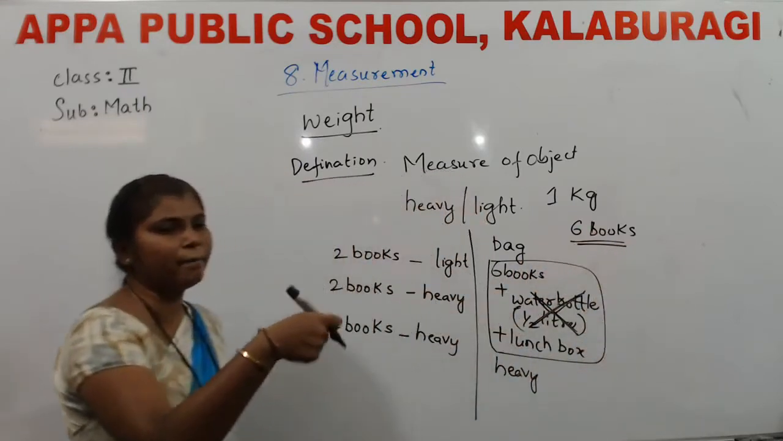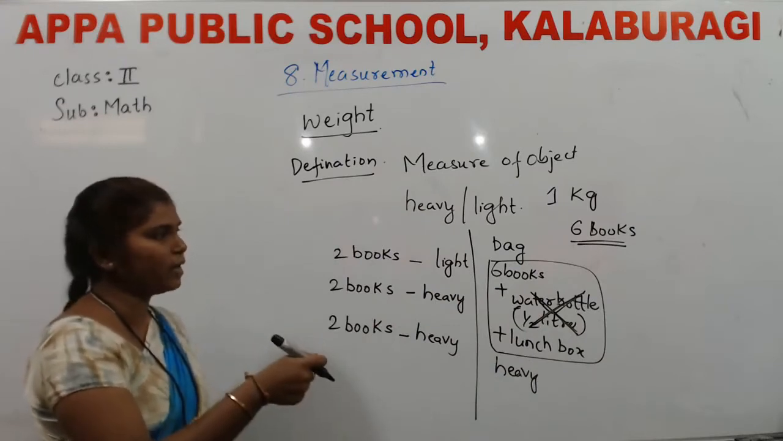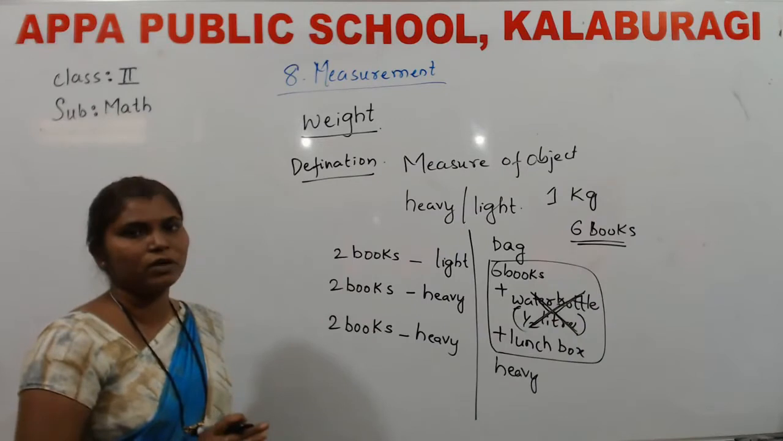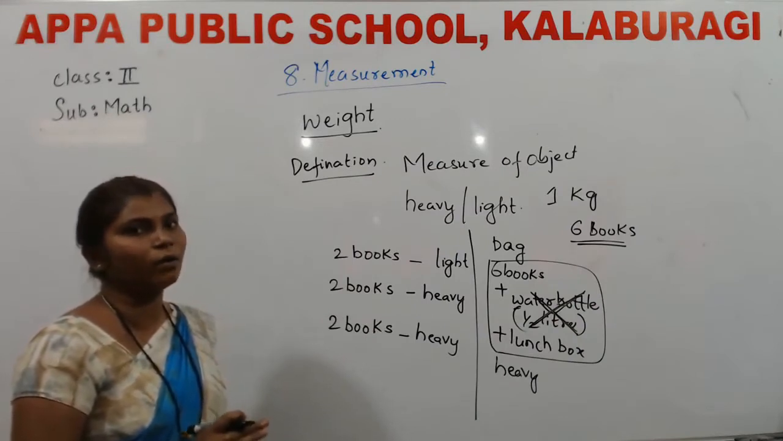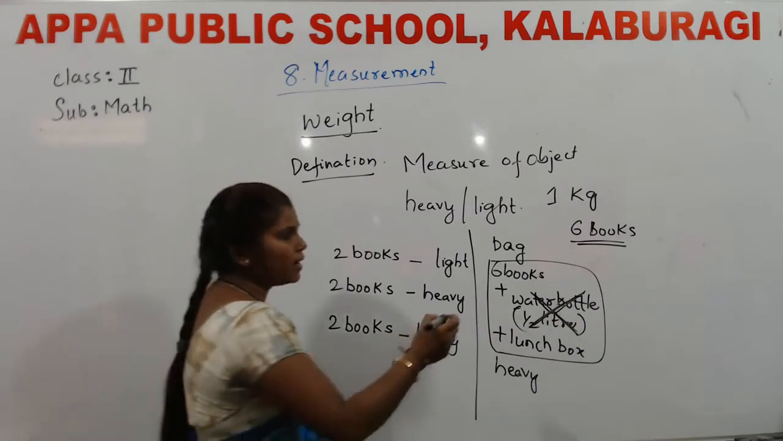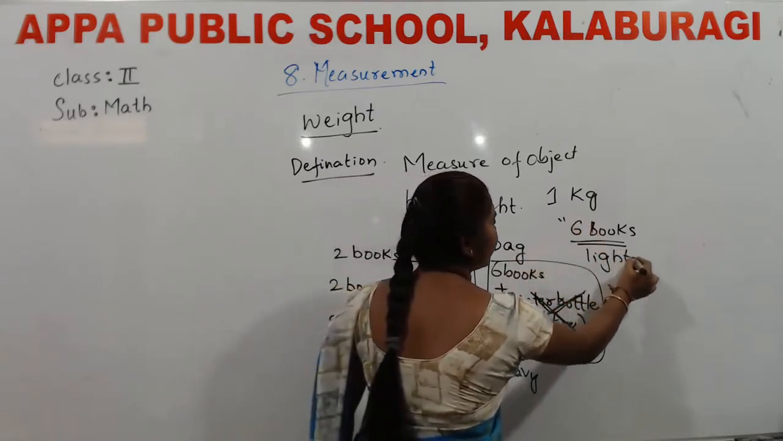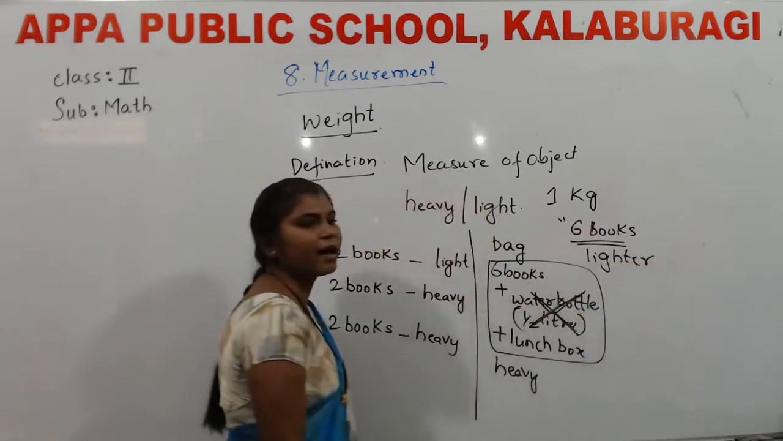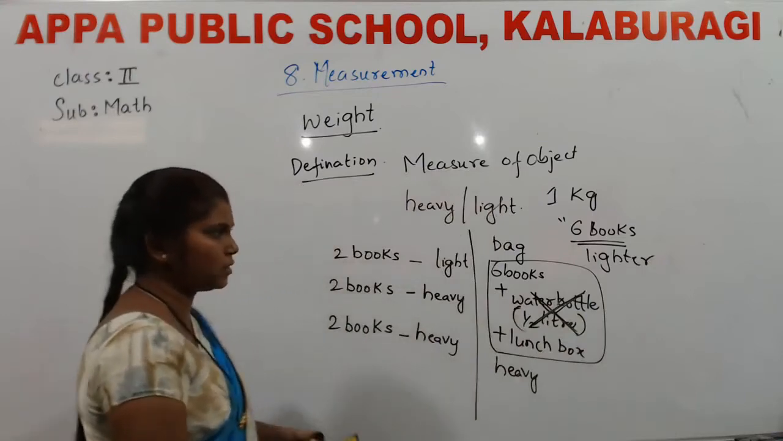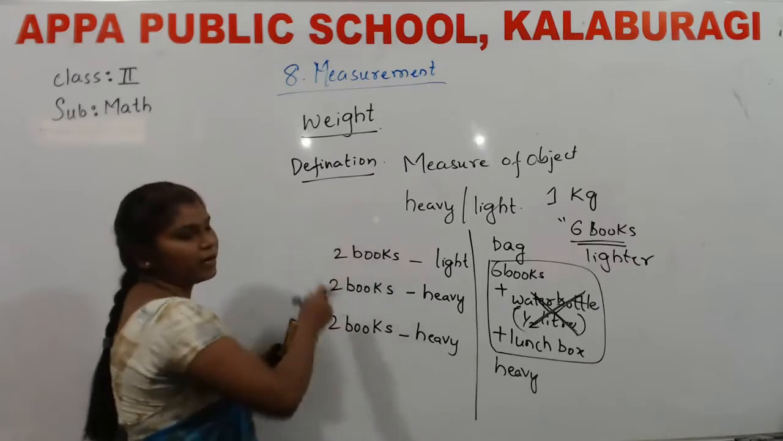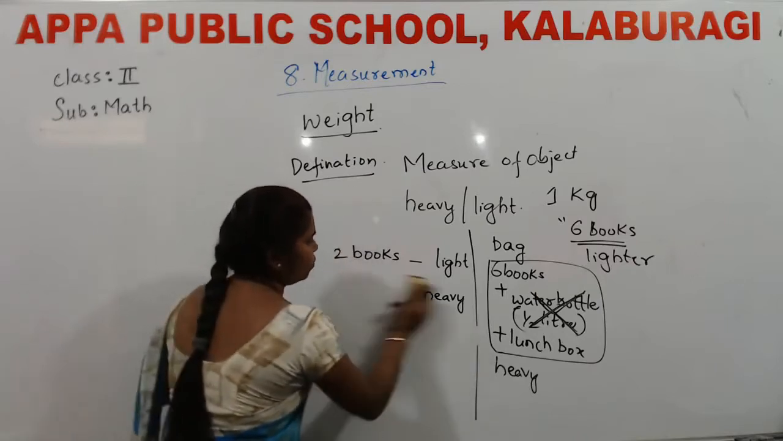If I lift my bag, it is containing only 6 books. That means it is light. It has become lighter. That means it is having less weight. So this is how we are going to define weight.